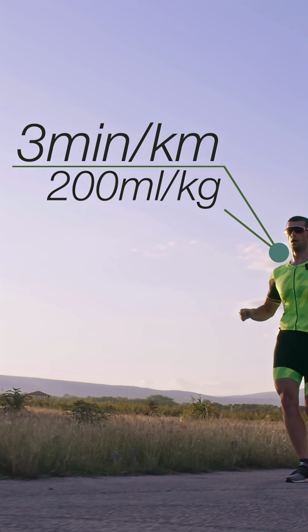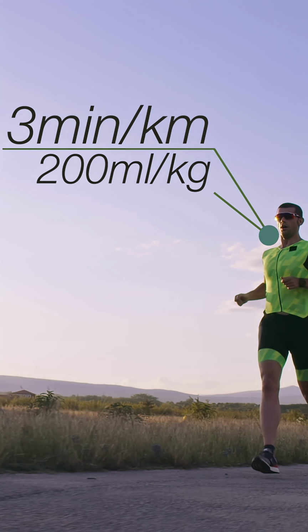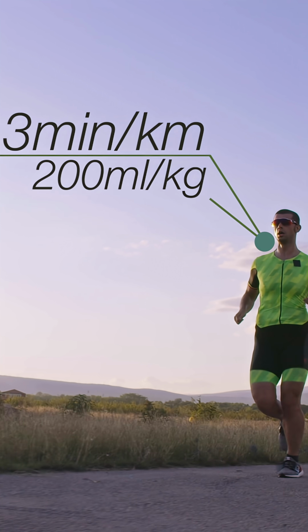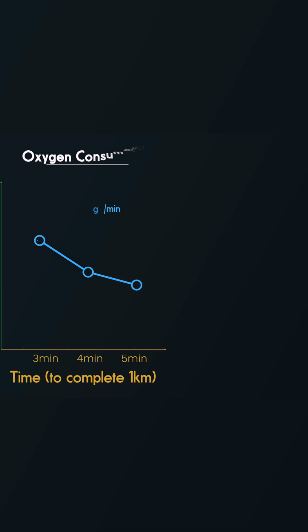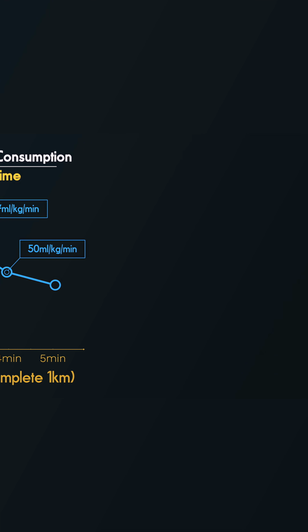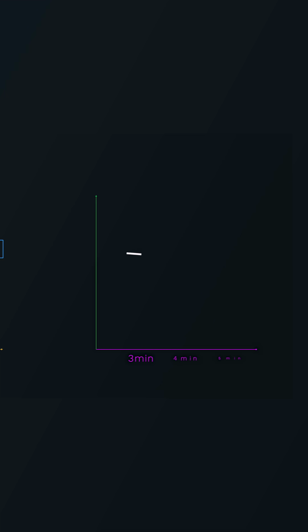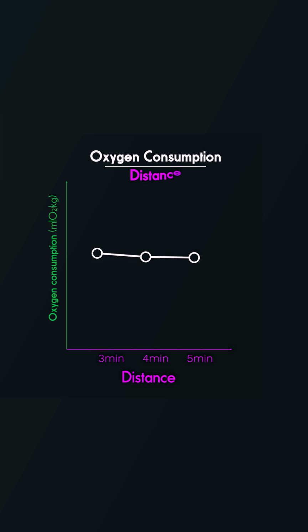We can assume that he still needs about 200 millilitres per kilo of oxygen to run that kilometre. If we look at his oxygen use per minute, we can calculate that he is using 67 millilitres per kilo per minute. But the key point remains. The use of oxygen per minute goes up with running speed, but the use per kilometre remains relatively constant. He is still using 200 millilitres per kilo of oxygen, just over less time.